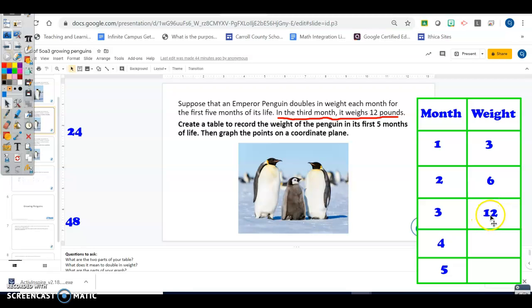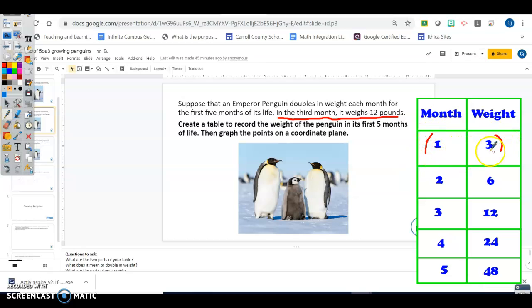So if I keep following that same pattern, if 12 doubles, then in the fourth month our emperor penguin should weigh 24 pounds. And then lastly, for that 5th month, if its weight doubles again, 24 doubled would give me 48. So in a problem like this, you're still getting your coordinates, and I still have ordered pairs that I could graph. So I have 1 and 3.